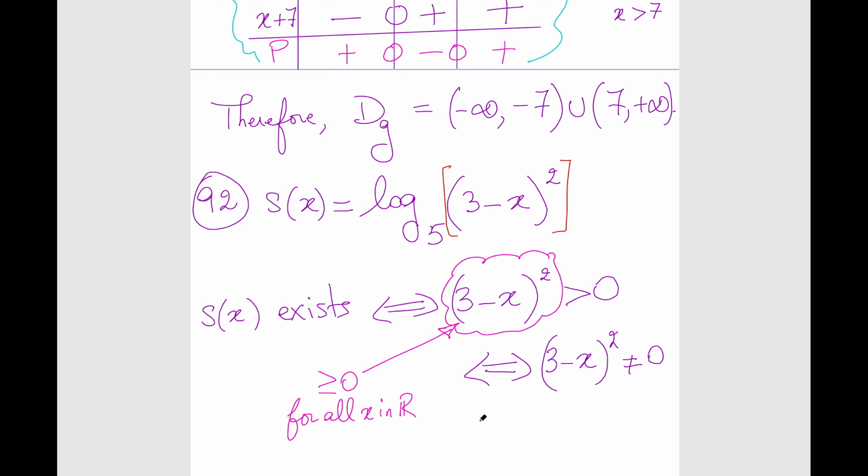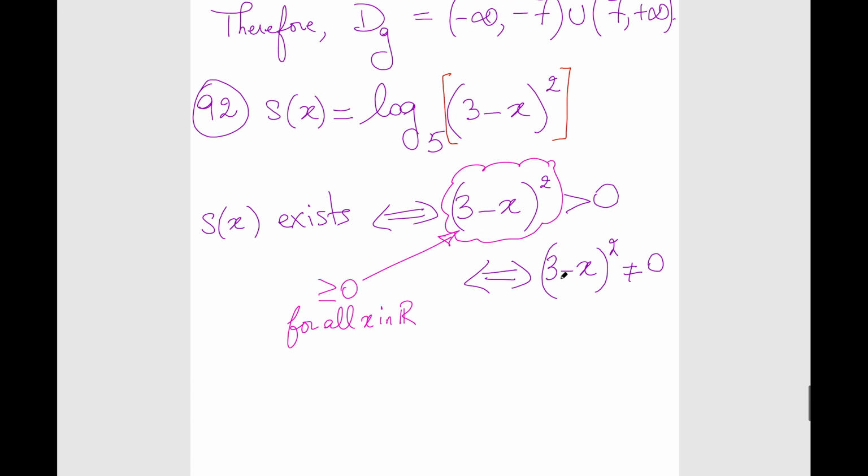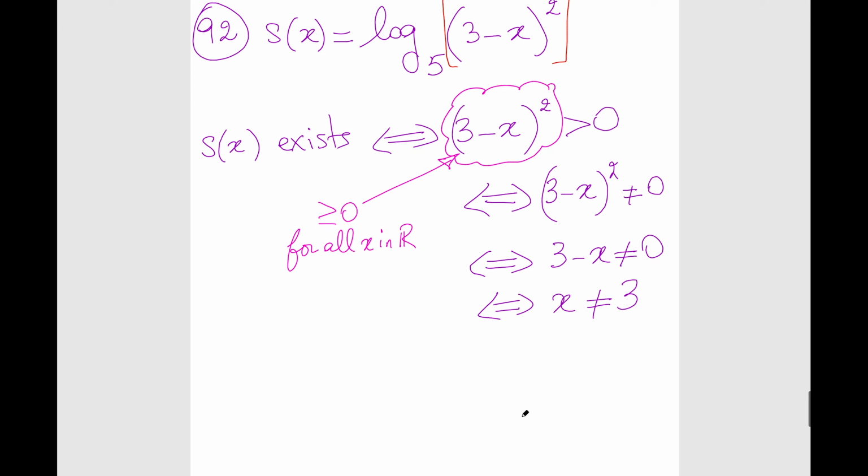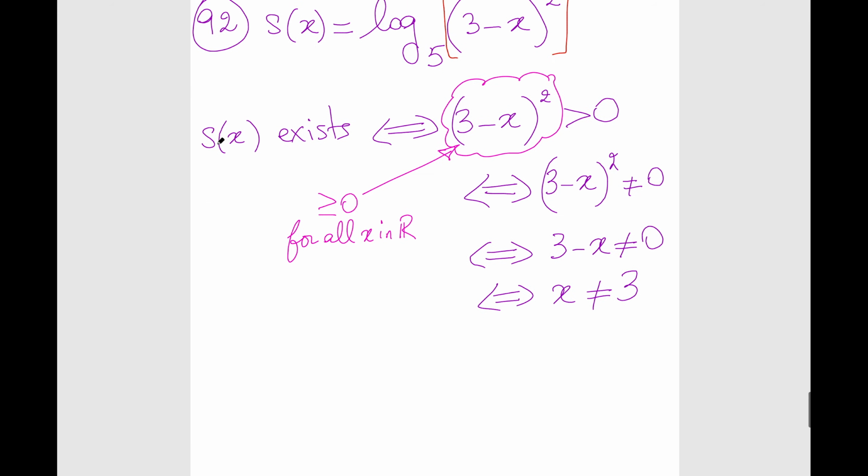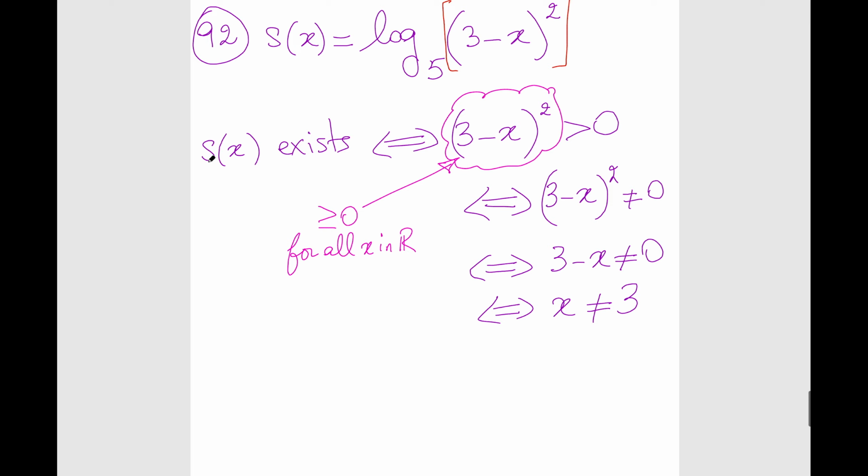These are equivalent demands. Okay, and the square of something is not 0 if and only if the thing is not 0, right? Because the only time the square of something is 0 is when the thing is 0. So if you don't want that to be 0, you don't want that to be 0, right? And when can this happen? When x is not 3. Makes sense? So put things together now. S of x exists if and only if the input in S is not 3, right?